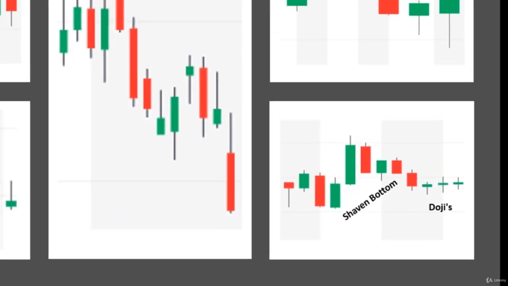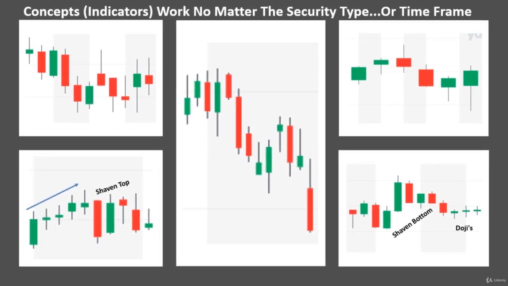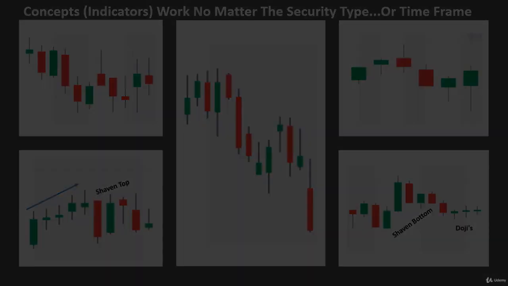The main thing you want to take away is that they work no matter what security and what type of time frame. With that understanding, let's go ahead and start to learn even more about how we can use this universal language to our advantage as traders, and in particular, as traders in the cryptocurrency market.